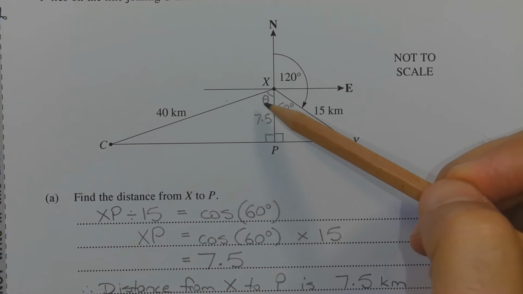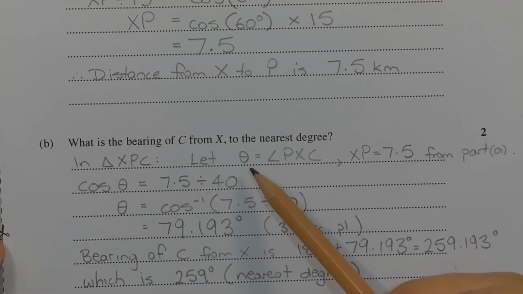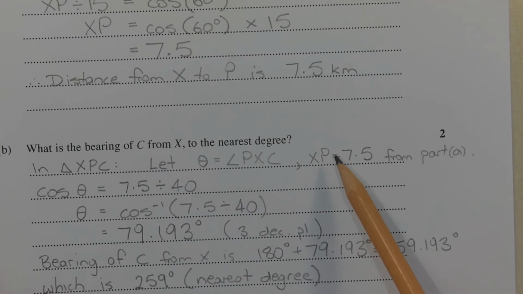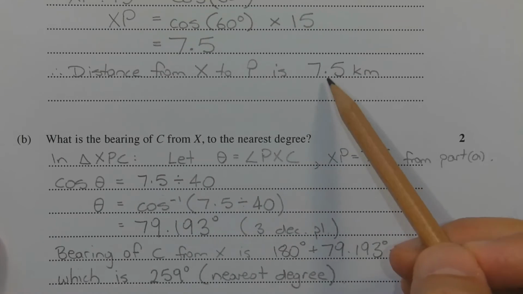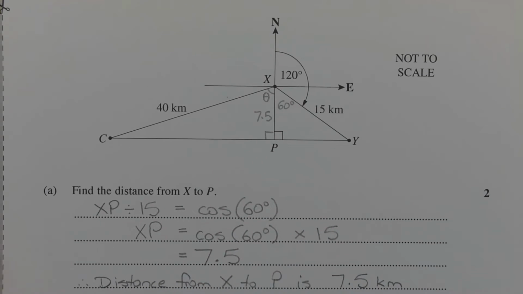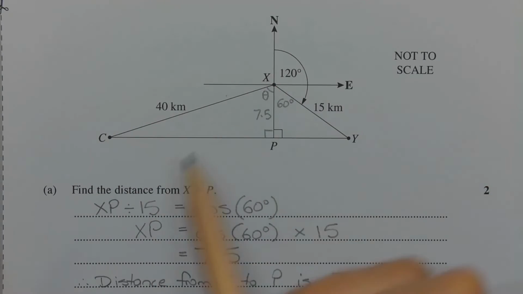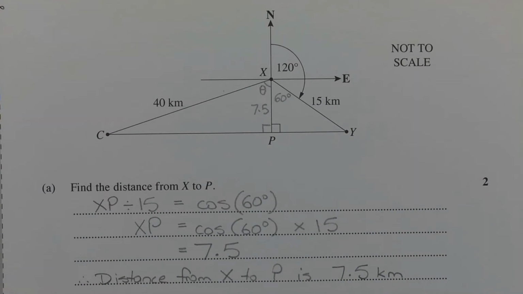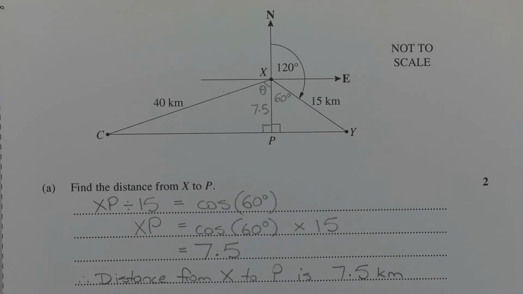But first, to find angle theta. Now, I've let theta equal angle PXC, so that's here, and XP is equal to 7.5 kilometers that we found in part A. So going back to our triangle, we have a right-angled triangle, hypotenuse 40, the adjacent side 7.5, and again we can apply the cosine ratio to find the value of this angle theta.